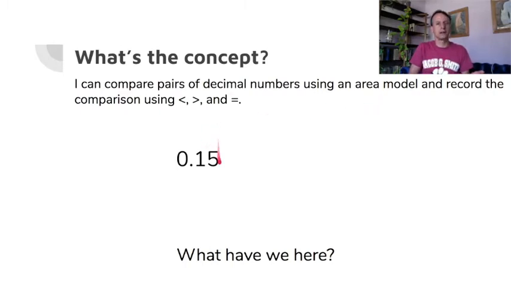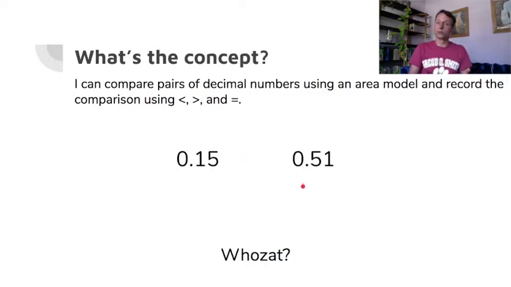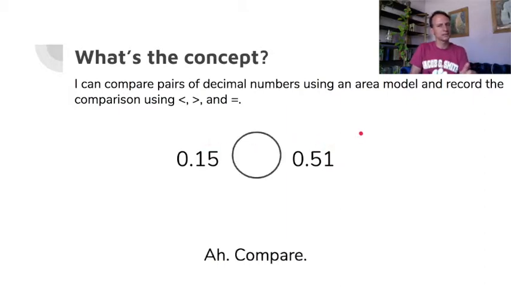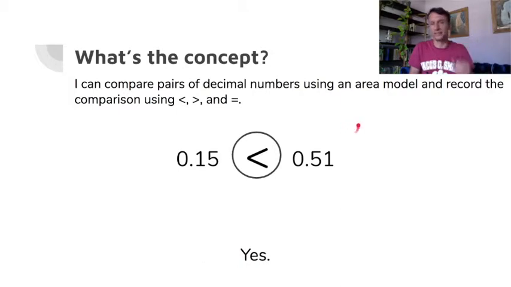15 hundredths. Okay, great. Who's that? It's 51 hundredths. Same digits, mirror world, confusing. No, we know that 15 cents is less than 51 cents. So we go and compare. 15 hundredths is exactly less than 51 hundredths. And that's the easiest example you're going to get today. I hope you enjoyed it.